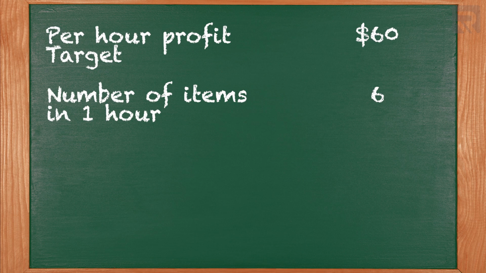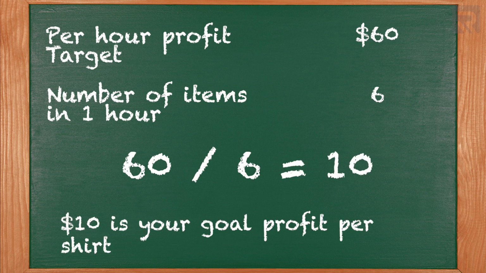Now that you know that you can embroider 6 of those shirts in one given hour, and say your target profit per hour is $60, you just divide the two and find out what profit you need to make on each t-shirt to hit your hourly target. So in this case, I would take $60 per hour divided by the number of t-shirts that I can make in that 1 hour, which is 6, and arrive at $10 of profit per t-shirt that I need to make in order to hit that $60 per hour target.